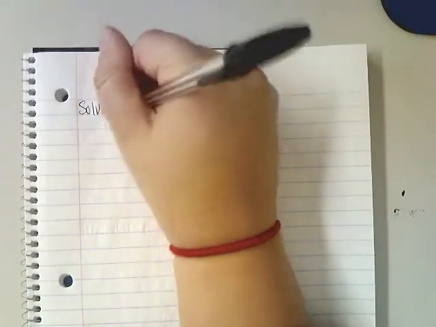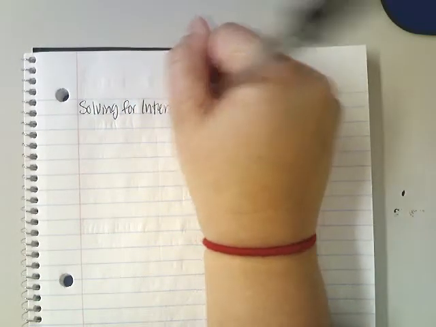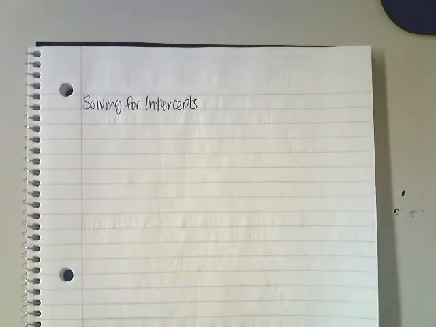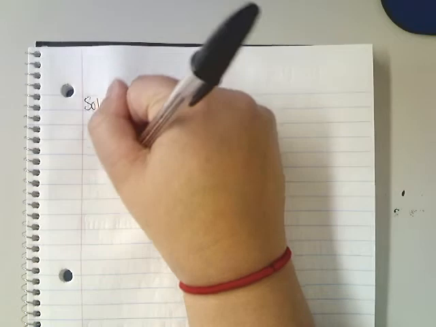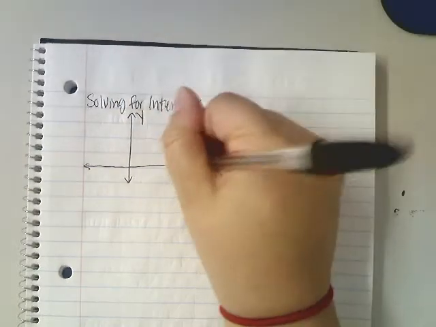All right, so now we're going to talk about solving for intercepts, and this is going to be important for not just linear functions, but all the functions we talk about when you're solving for the x and y intercepts. So as a reminder, the y-intercept is when it crosses the y-axis. The x-intercept is when it crosses the x-axis. So I'm just going to quickly draw. Here's our y-axis. Here's our x-axis.